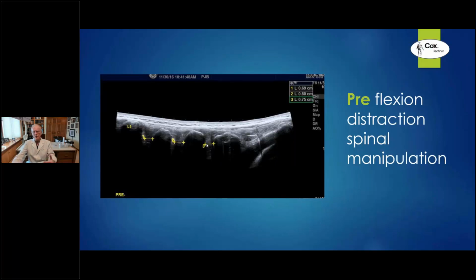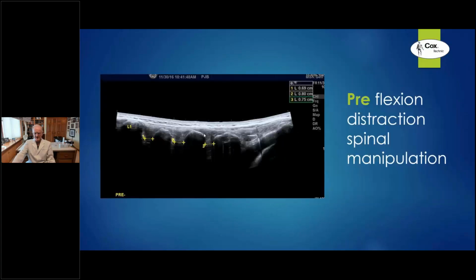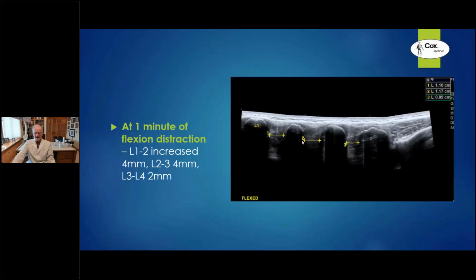When we apply the force, which you'll see shortly, to this spine, the one that was 0.8 increases to 1.17. The one that was 0.69 to 1.10. You see there's an increase in the interspinous space when you and I deliver flexion distraction. Now, how does that equate to the change within the osteoligamentous canal, the posterior disc space, and the facet joints? That's the future research question, isn't it?